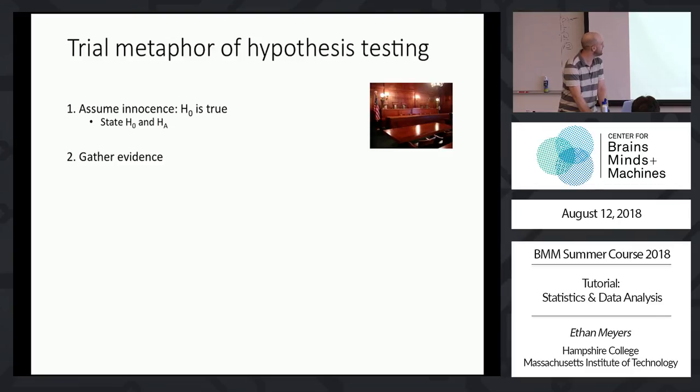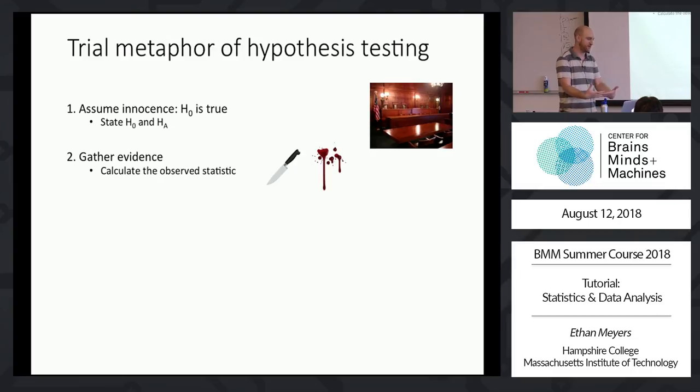The next thing you do is gather evidence, or compute your statistic from your data. This is like gathering evidence at a crime scene. So you look at your sample and you say, how much blood is on this person? How many knives do they have? How many ski masks are they wearing? That gives you some sort of measure of observed data.